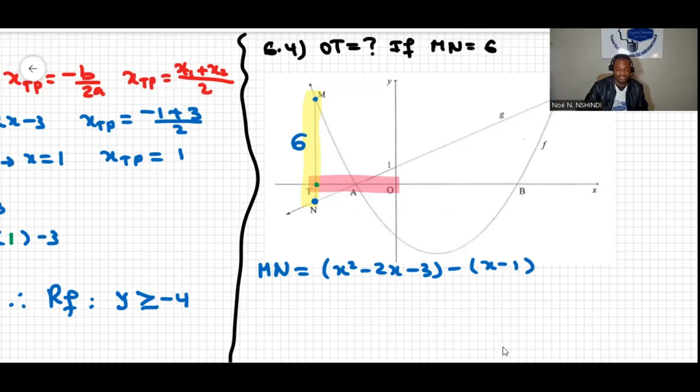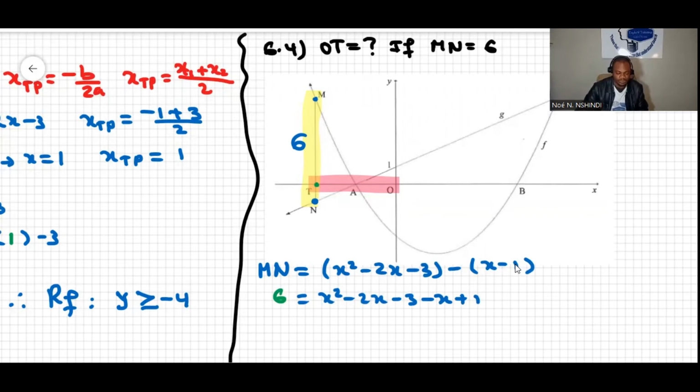So we take the highest point minus the lowest point, and then we can substitute the value of MN, which is 6 units. This will be equal to x squared minus 2x minus 3 minus (x plus 1). When you drop the bracket, the sign of whatever is inside the bracket changes. So this becomes negative x and positive 1.